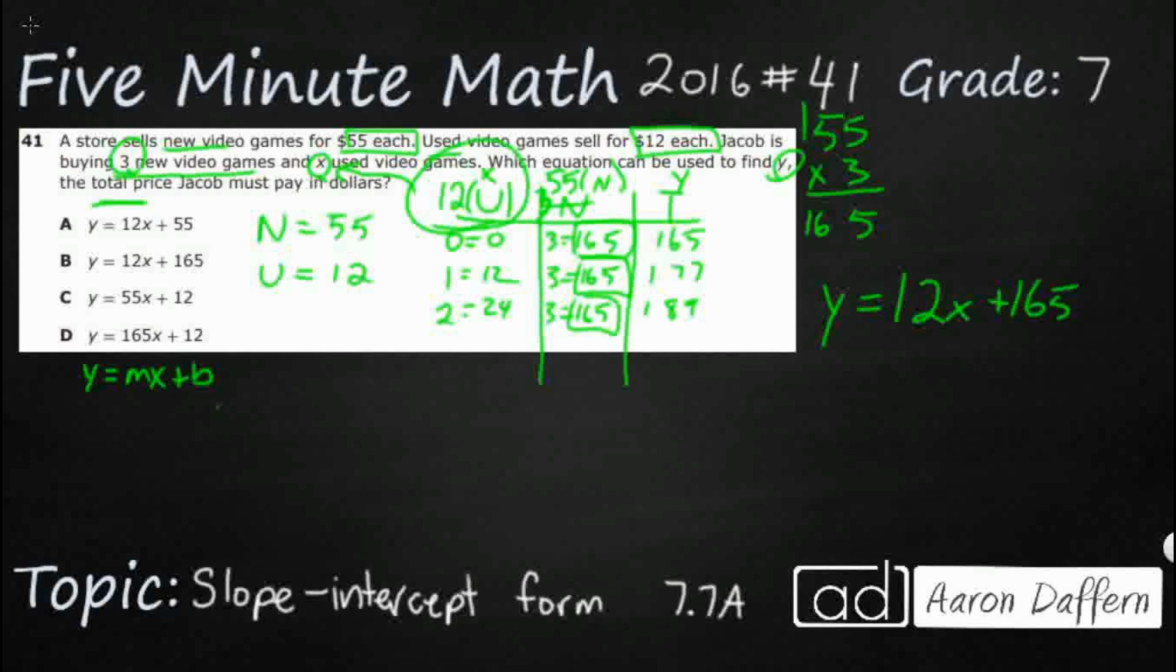And you see we've got our slope-intercept form. This is our y-intercept right here. If we wanted to graph this, this would be where the line crosses the y-axis, where the x is 0. And this is the slope of our line, because it's going to go up by 12, because that's how much it costs. So the answer here is B.